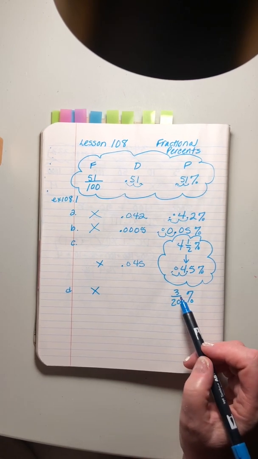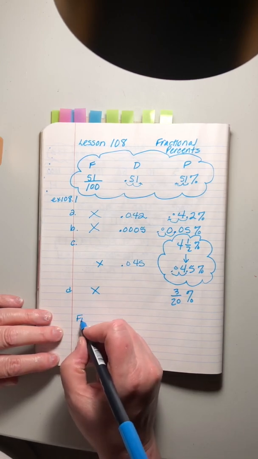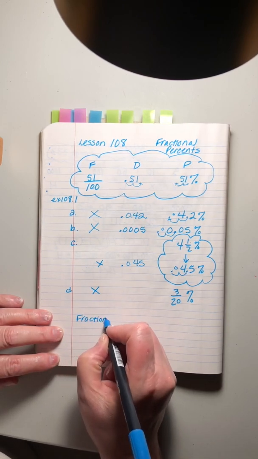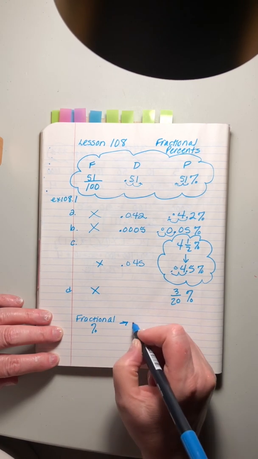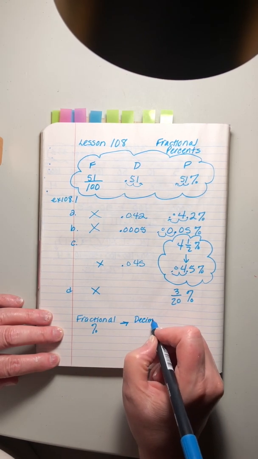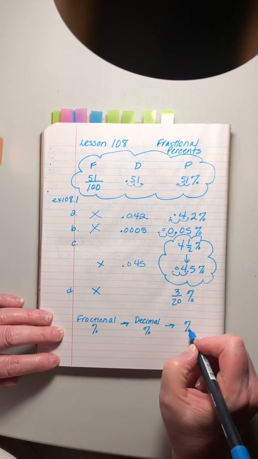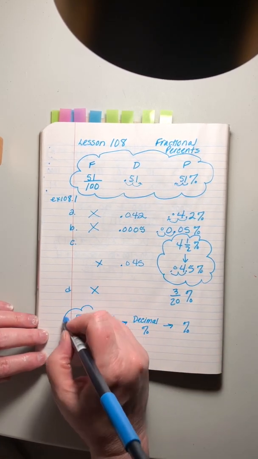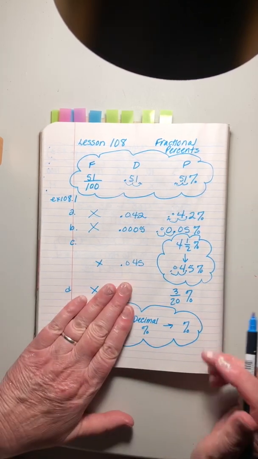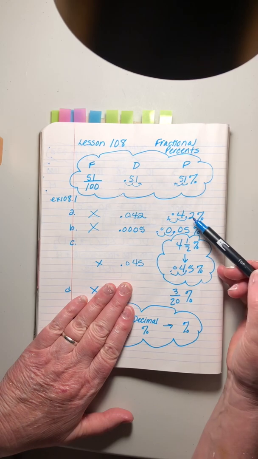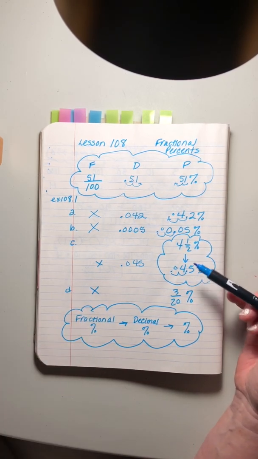Remember that the rule is for a fractional percent. Let me write down the rule so you know what it is. If we have a fractional percent, change it to a decimal percent, and then change it to just a plain percent. All right? That's what we've done in these last two. First, we just practiced going from a decimal percent to a percent, and now we're throwing in the additional step of converting the fraction.